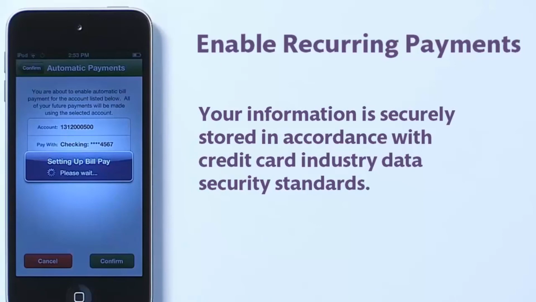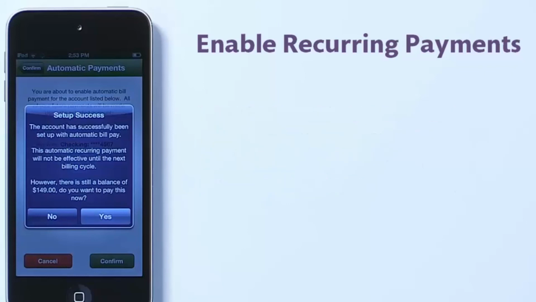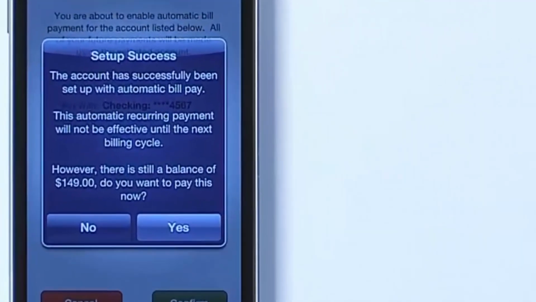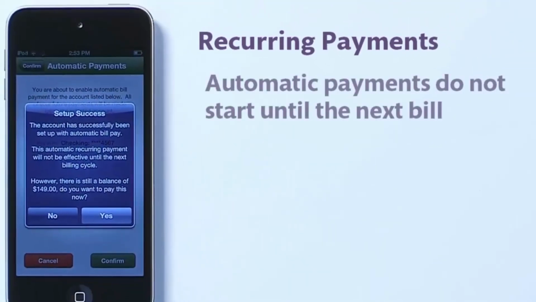Rest assured, your information is securely stored in accordance with credit card industry data security standards. You'll get a confirmation alert to let you know that automatic bill pay was successfully set up. Keep in mind, your automatic payment will not take effect until your next billing cycle, so you will still need to make a payment if you have a balance due on your account.